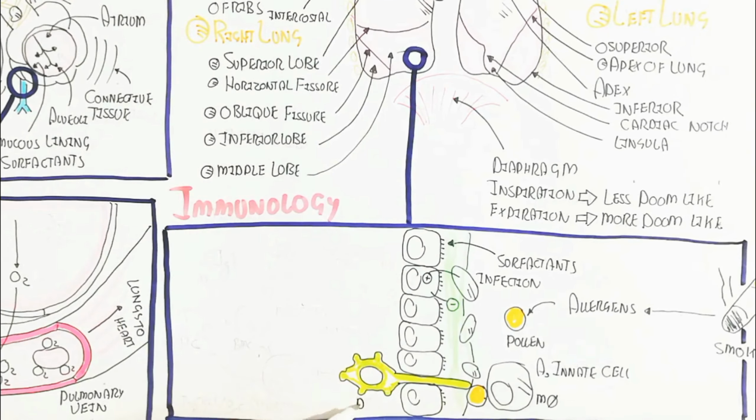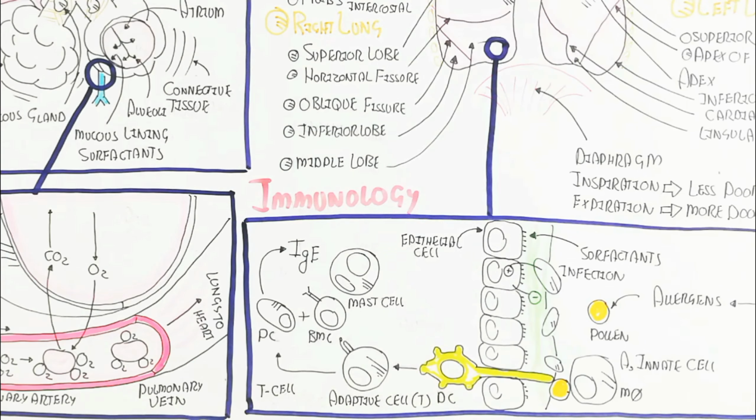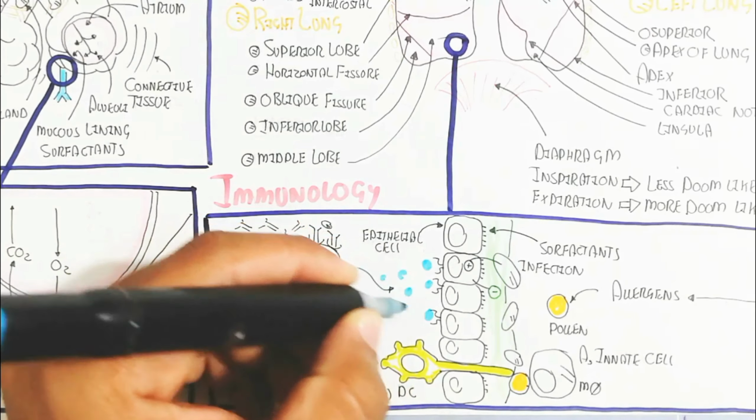Then the adaptive immune cells are recognized: the naive T cell will give the signal to the B cell to produce B memory cells and plasma cells. In this way, the plasma cell produces IgE antibodies, which bind with the Fc portion of the mast cell. This is an innate immune cell, and after degranulation it produces histamine.